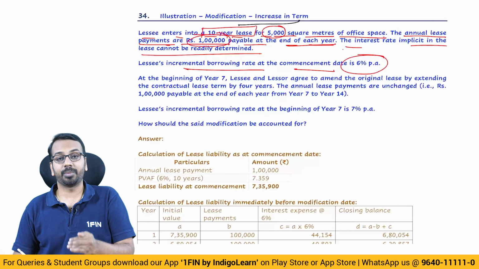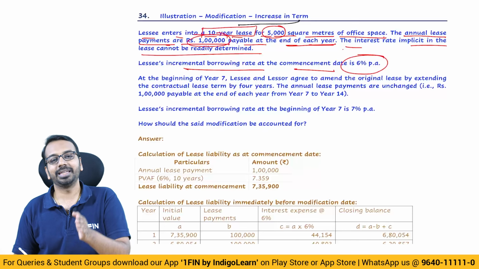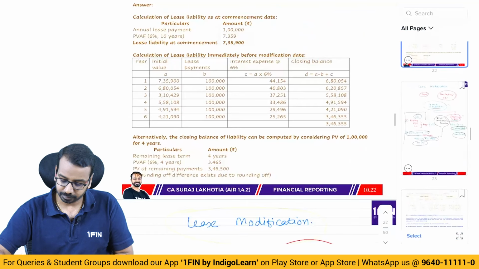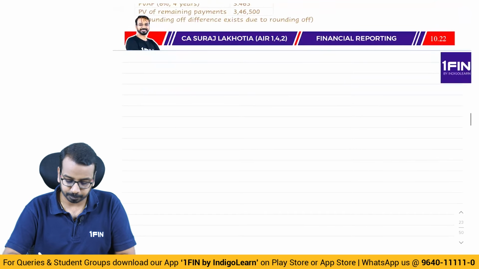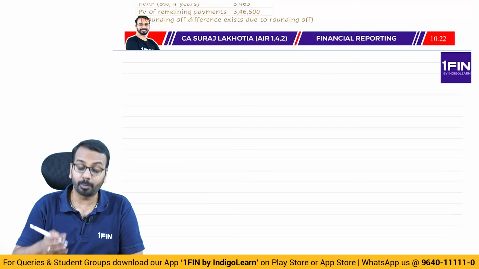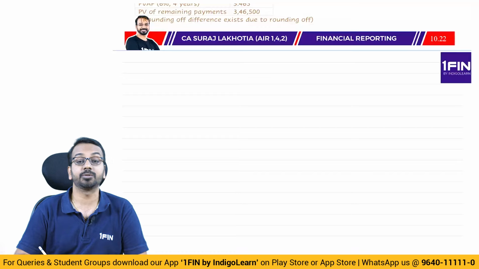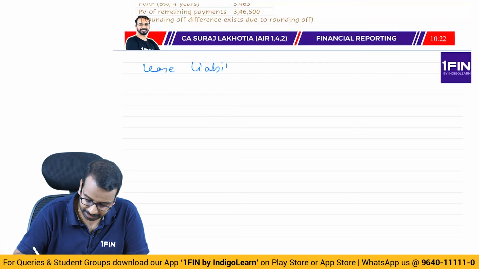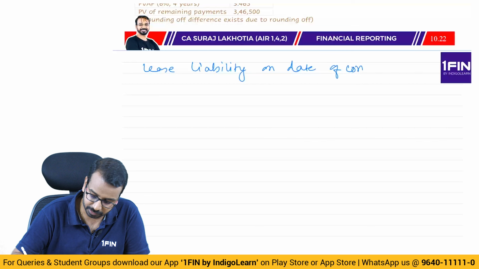Now whenever you get a commencement question, first thing that you need to do is you need to compute what was the lease liability as at commencement. Okay. Now here we can do it in two ways. One we can do by calculating the present value factor for each year. Second one, what we can do, we can calculate using the present value annuity factor. Okay. So lease liability on date of commencement.